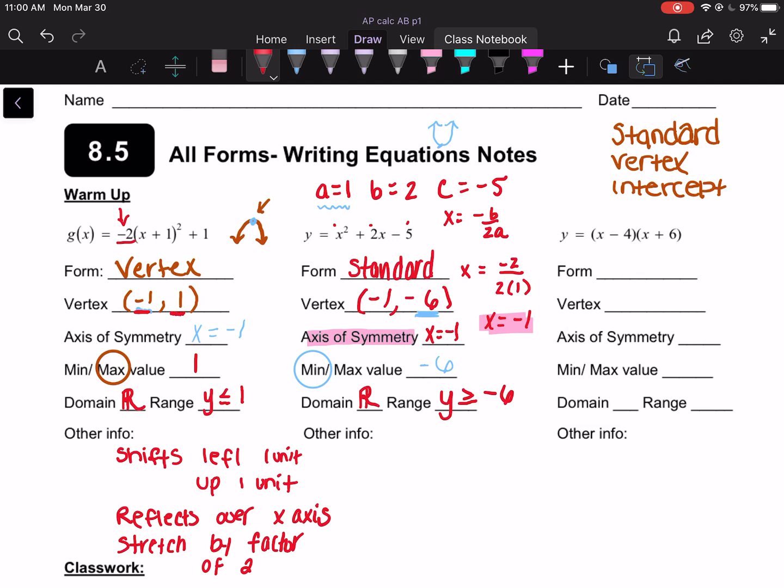Just some other easy information from this graph. Whenever it is in standard form, your y-intercept is very easy to see. It's the c value. And we always write the y-intercept as a coordinate, so 0, comma, the c value, which is -5. Okay. Last but not least, whenever it looks like it's in factored form, we know this is intercept form, where you can clearly see the x-intercepts.